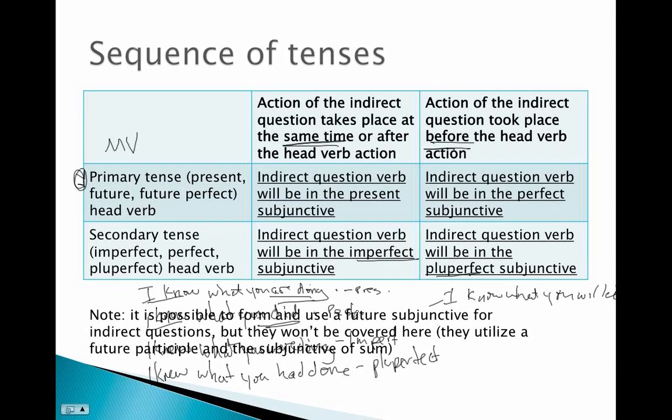It is possible to form and use a future subjunctive for indirect questions, but they're not going to be covered in this lesson. Suffice it to say that they utilize a future participle and a form of sum, a subjunctive of sum. So we're still going to use the subjunctive. That subjunctive of sum will either be in the present or the imperfect, depending on the main verb, and then a future participle. But don't worry too much about such things.